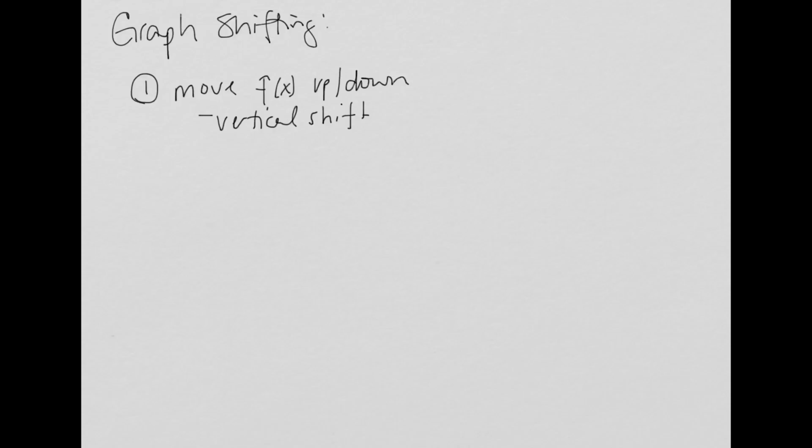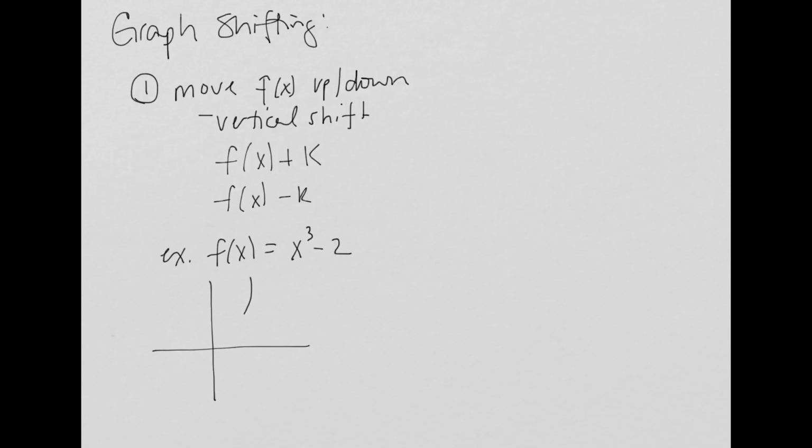What we're going to do if we want to move f of x up or down is you just take your function and you add a number or you subtract a number. So adding a number to a function or subtracting a number from a function is just going to move it up or down. So, for example, let's say I want to graph x cubed minus 2.